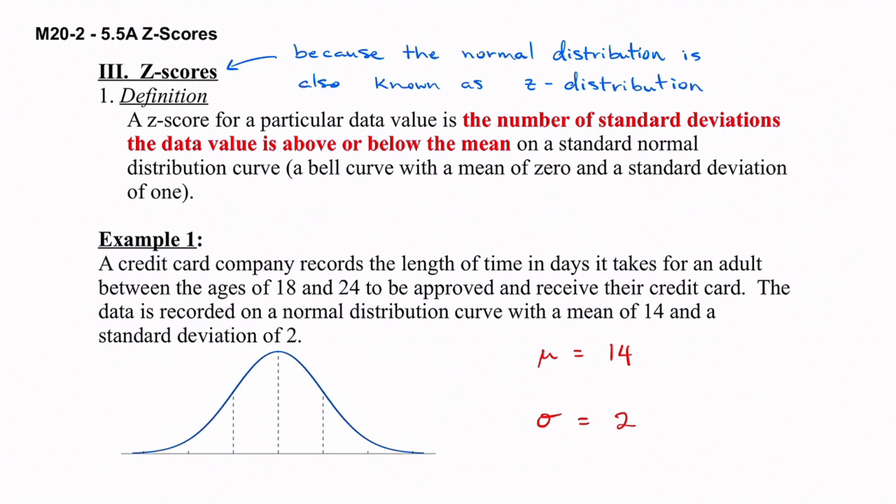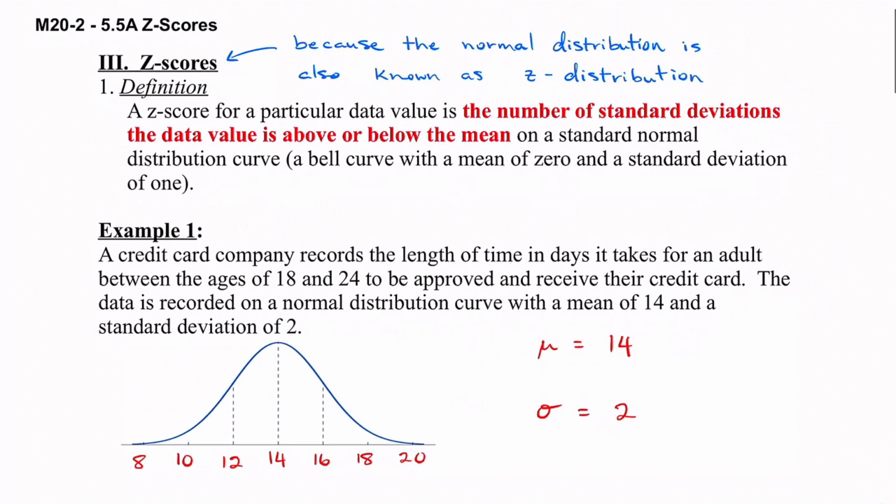Our mean always went in the middle. To get to the next points, if we went up, we had to add 2. So 14 plus 2 is 16. Add another 2, we get to 18. Add another, get to 20. If we want to go down, we just subtract 2. That'll give us 12, 10, and then 8.